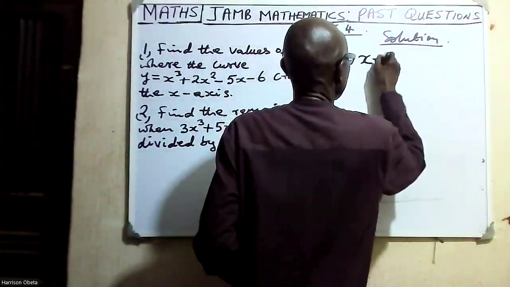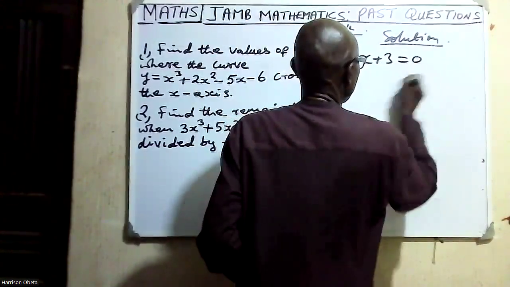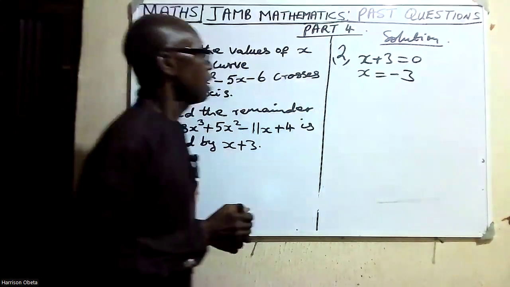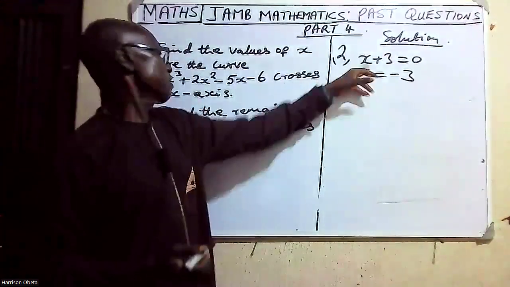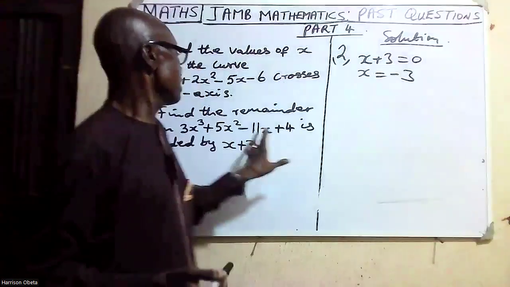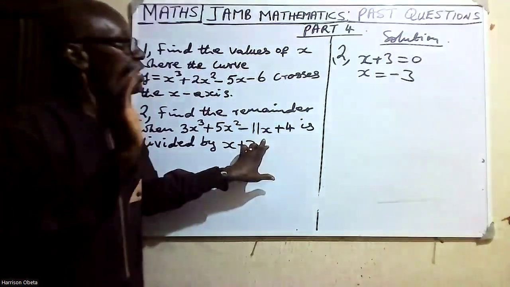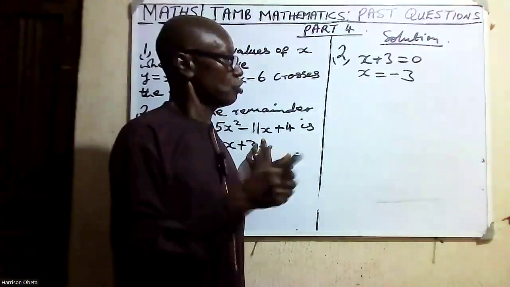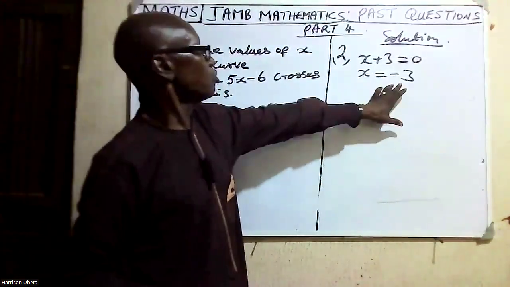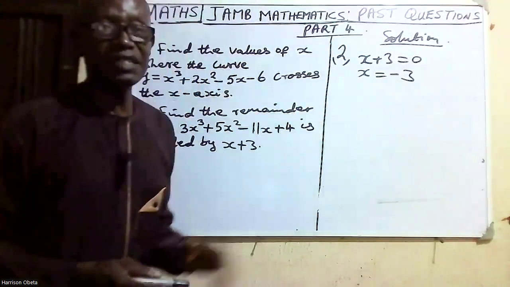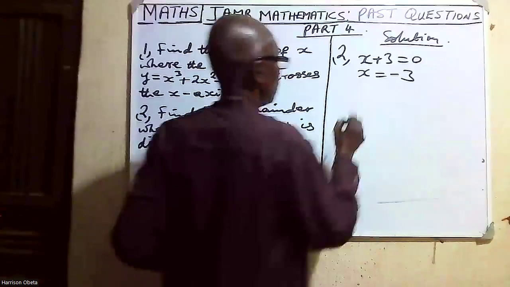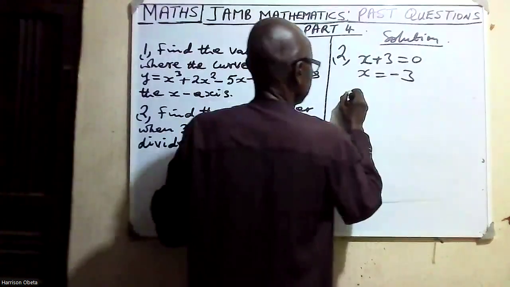So, if x plus 3 equal to 0, we know that x is equal to minus 3. And if this is a factor of this, it means that if you fix minus 3 here, we are not going to get any remainder. Our answer will be equal to 0, just like what I did in the first number. So we are going to substitute this here, and whatever answer we are going to get is what will be the remainder.